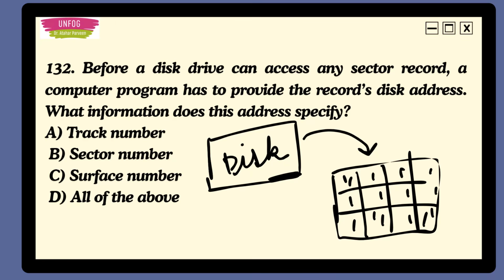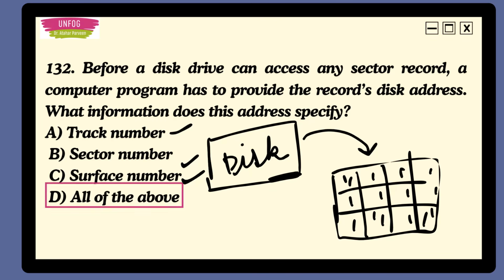Is it track number or is it sector number? Is it surface number or all of the above? Simple trick to answer this question. The more the better. The more information of this address you have, the better it is for you. More accuracy will be there. Hence the answer will be all of the above.